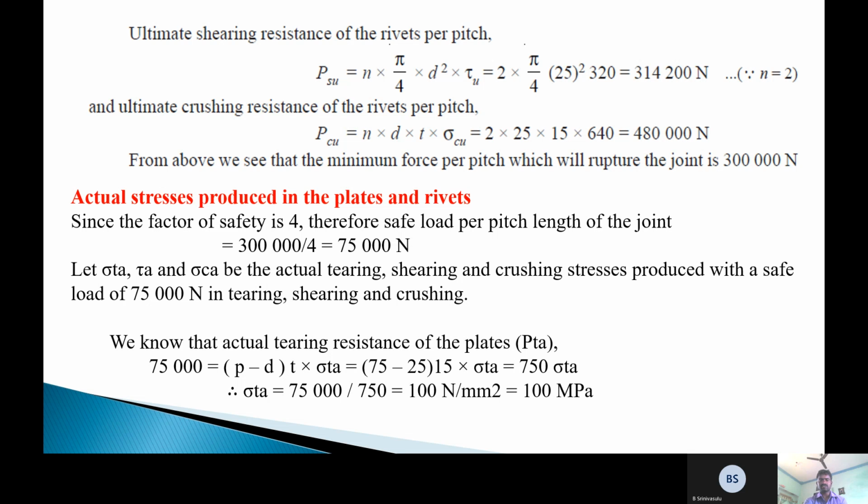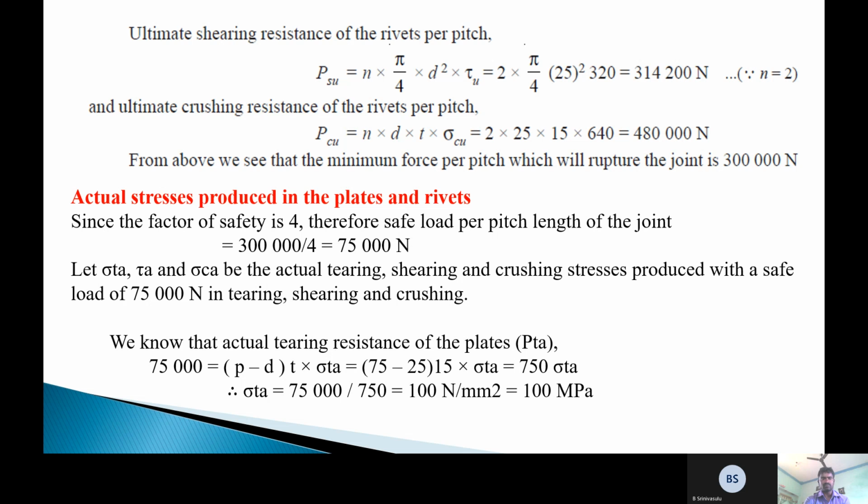Next, the actual thrust produced in the plates and rivets equals 75,000 newtons. Let sigma_TA, tau_A, and sigma_CA be the actual tearing, shearing and crushing stresses produced in a safe load. We know that the actual tearing resistance of the plates, 75,000, equals (P minus d) into t into sigma_TA. You can calculate the value: sigma_TA equals 100 megapascals.